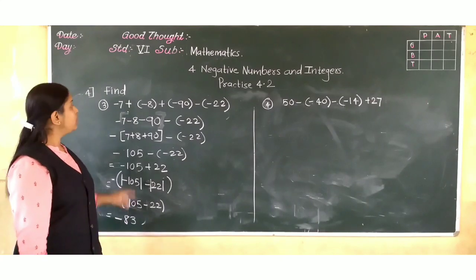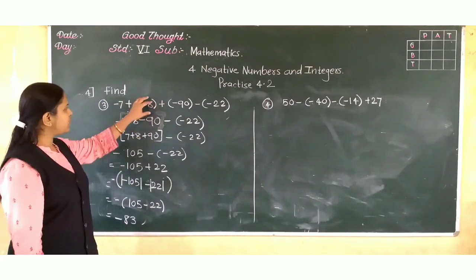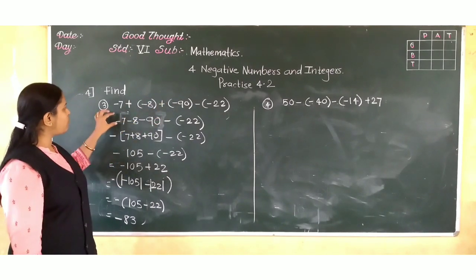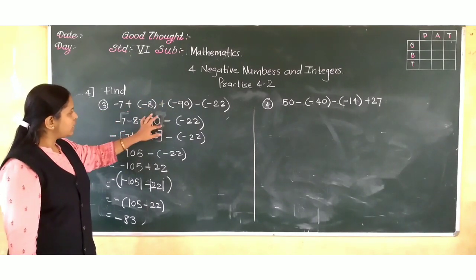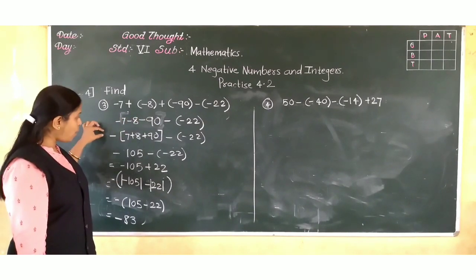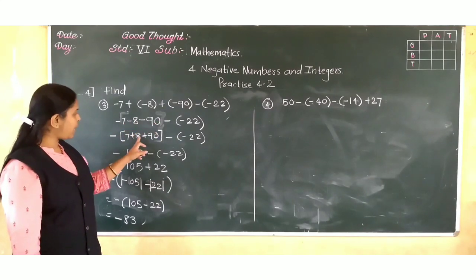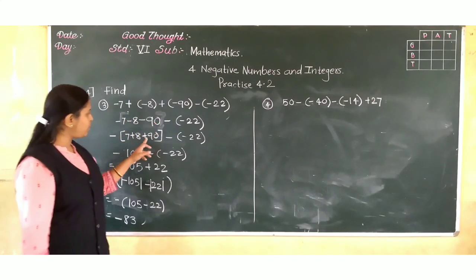What did I do? See here, minus 7. Here a plus was there, so this sign we have to write as it is. So minus 7, minus 8, minus 19. Okay. So take the minus common from the minus. So inside, what will remain? Only the integers and the plus sign.